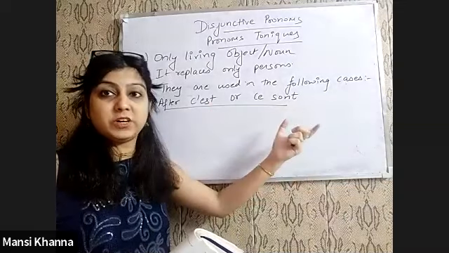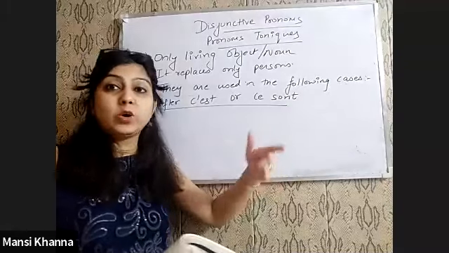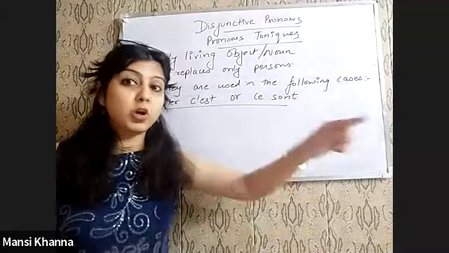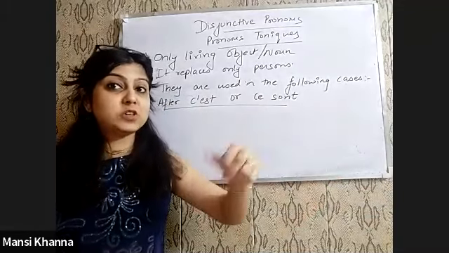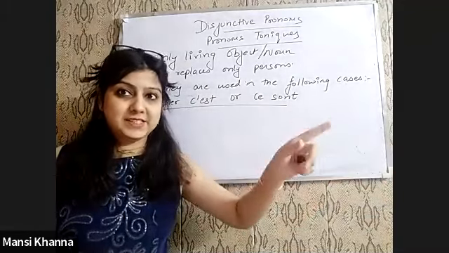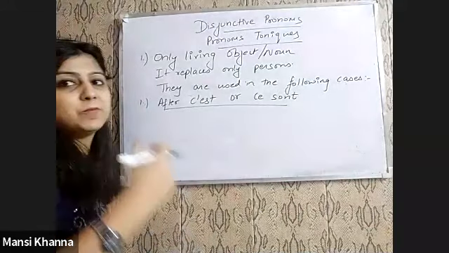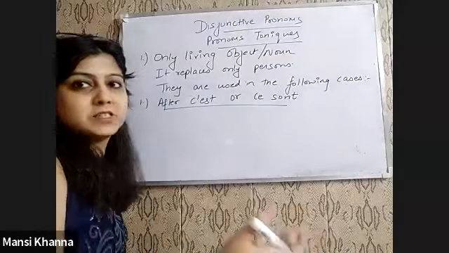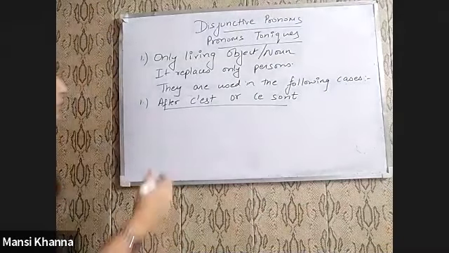lui, elle, whatever disjunctive pronoun we want to use, or ce sont for plural. It was them who did it. Wo jo ball maar ke hamari khidki todi thi na, wo inhi bachon ne todi. So, ce sont eux. Okay? So, when we want to lay emphasis on the person that we're talking about, then we use a disjunctive pronoun.